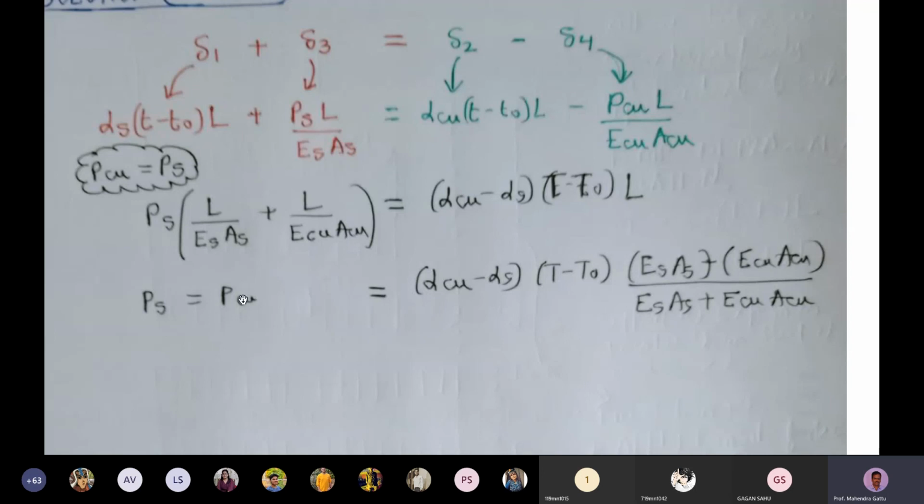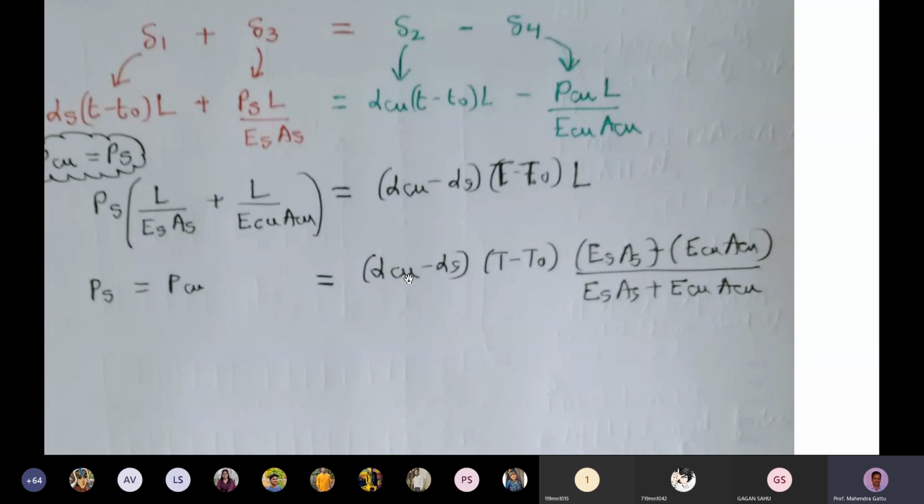So in this problem we have found the axial forces in the steel and the copper. PS in the steel is a tensile force, and PCU is a compressive force. So there is a compressive stress acting in the copper, and a tensile stress acting in the steel. How do we calculate the compressive or tensile stress? We divide by the area. If you divide by the area of steel or the area of copper, you get the corresponding stresses.